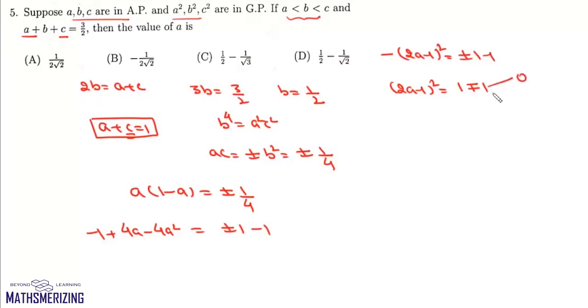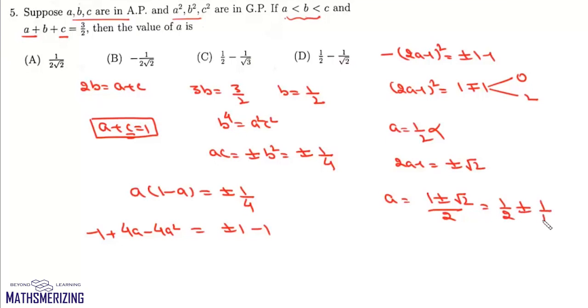Now 1 minus 1 is 0 and 1 plus 1 is 2. So either we'll get A as 1 by 2, or we'll get 2A minus 1 as plus or minus root 2. Now A cannot be 1 by 2 as A is strictly less than B. So from here we'll get this condition that A is 1 plus minus root 2 by 2, which is 1 by 2 plus minus 1 by root 2. Now this A is less than 1 by 2, that means value of A must be 1 by 2 minus 1 by root 2, and that's your option D.